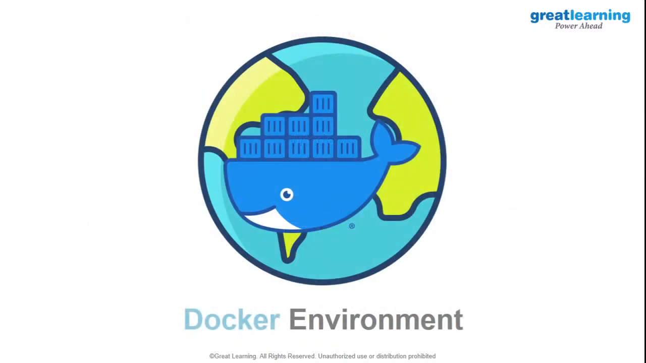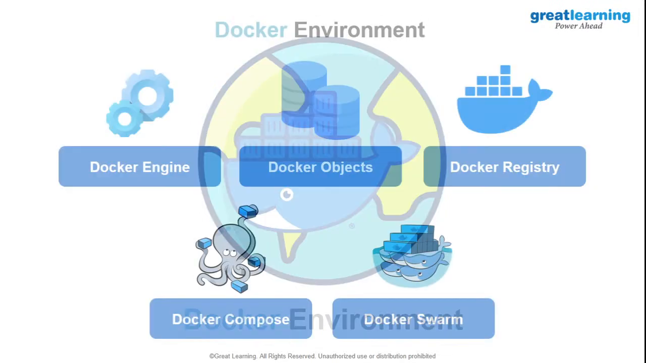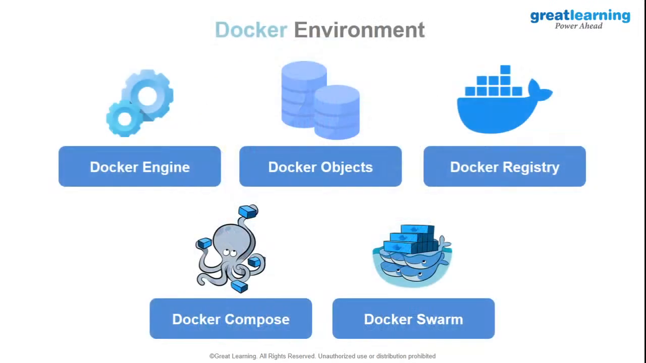Yeah, so the Docker environment, just to help you revise. The Docker environment has many different things: the engine, the objects, the registry, Compose, and so on. One by one. The engine is something that allows you to run all the processes in Docker. Objects are what you utilize to do Docker things like create images, containers, volumes, networks, all those kinds of things. And the registry is the location where you store your images.